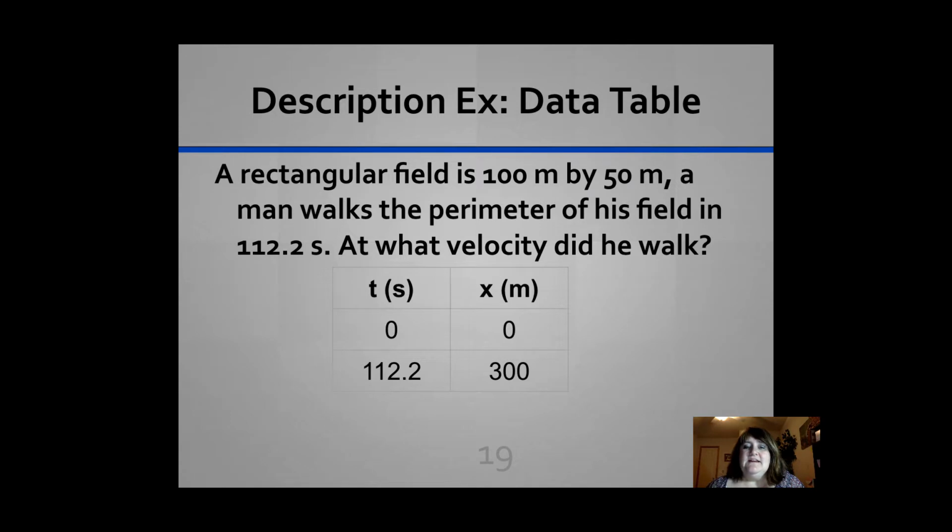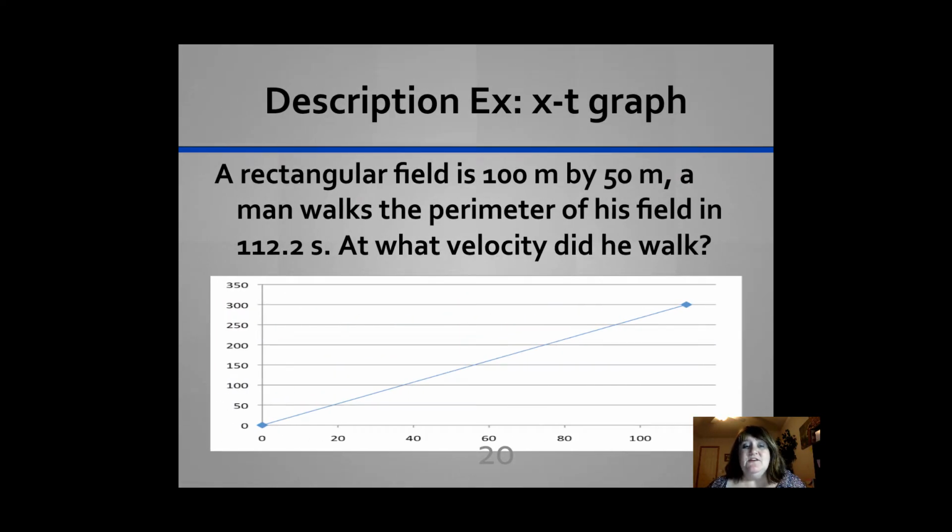Then you need a data table, and this problem is really kind of weird. It would be almost impossible, not completely, but almost impossible for me to make anything other than he started at 0, 0, and he went to 112.2, 300. Okay, so it's got 2 data points in the data table.